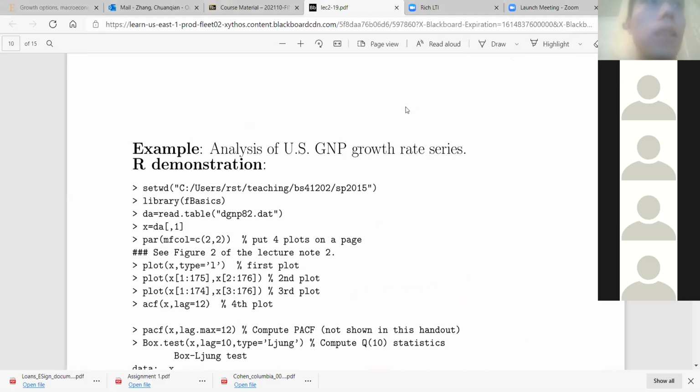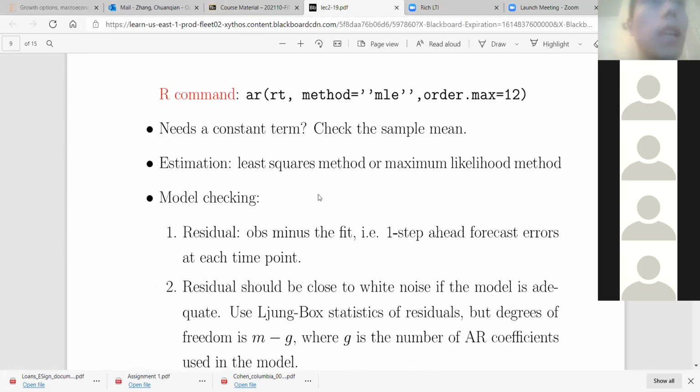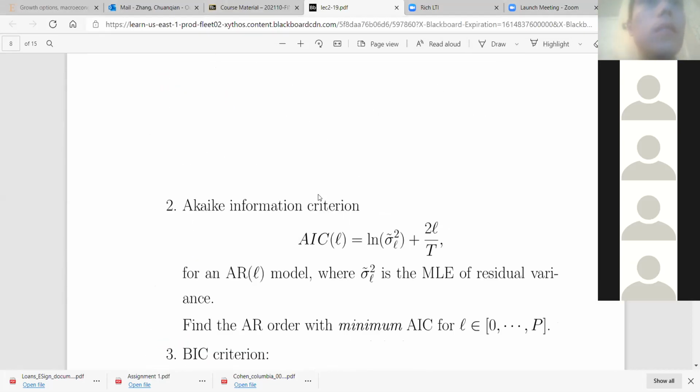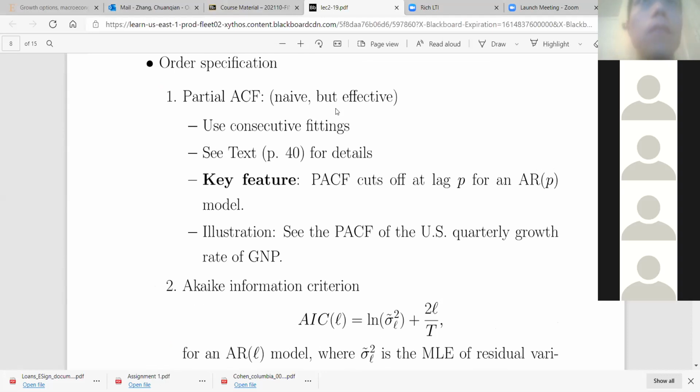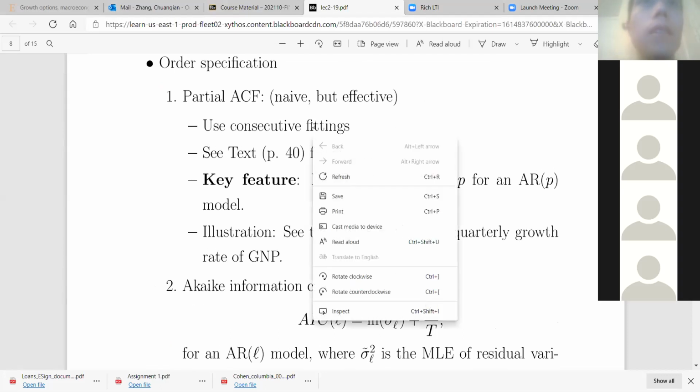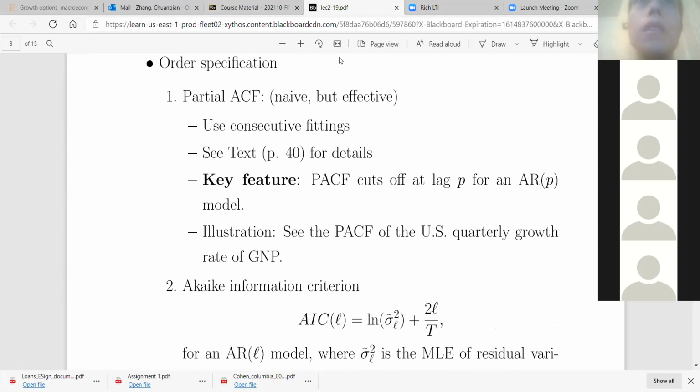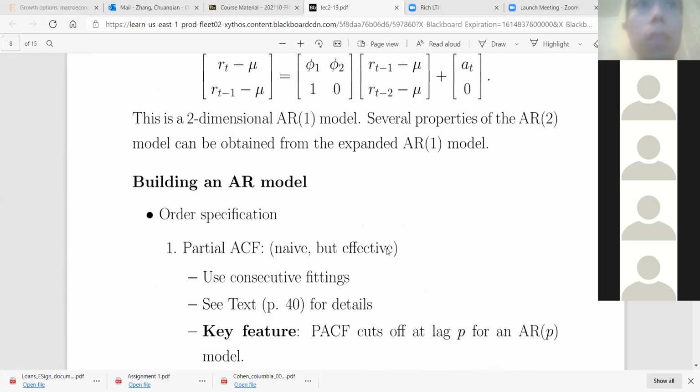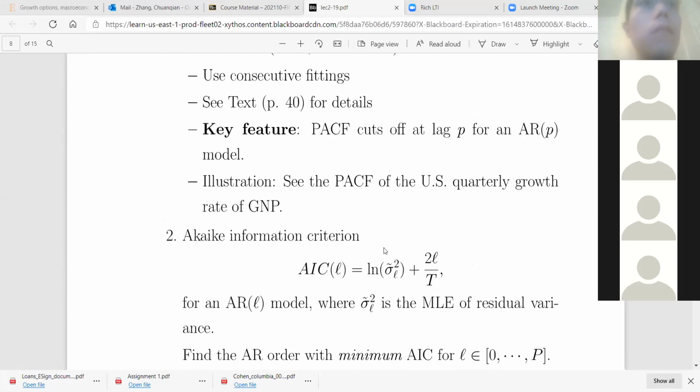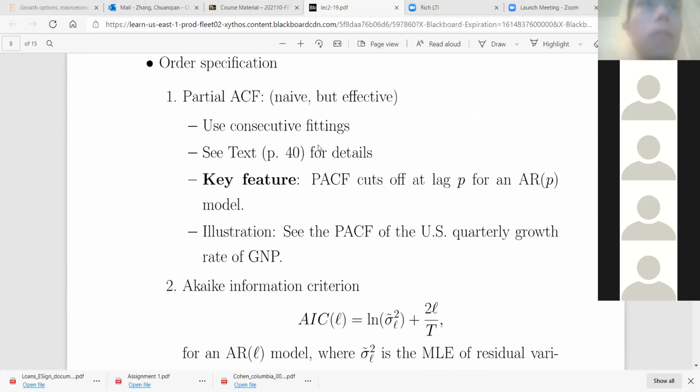Let's go back to the class materials. Wait, sorry. What command would we run in R to get the table to show us the AIC and BIC? No problem, we will introduce that next. Don't worry about that. It's very straightforward.